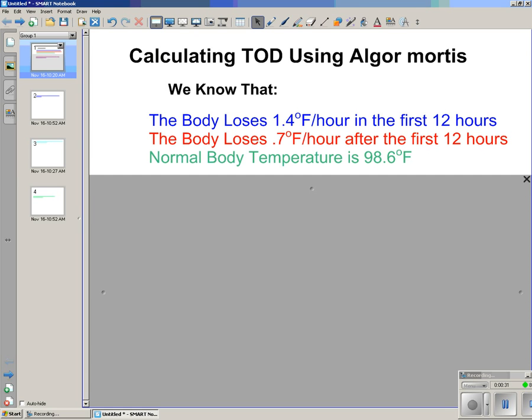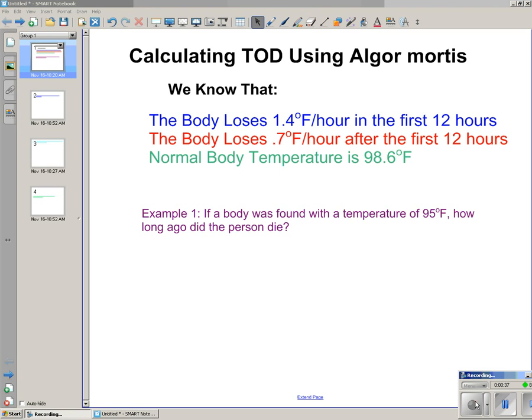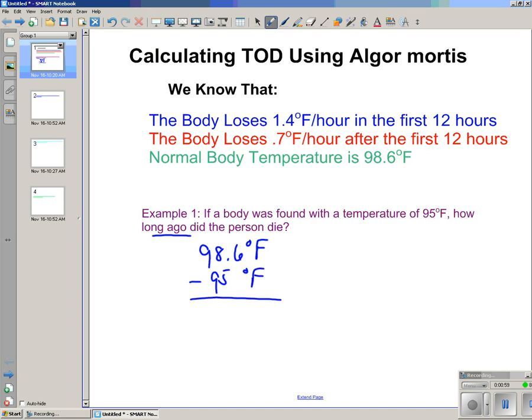So to look at some examples, our first example is going to be a body that's found with a temperature of 95 degrees. So we want to know how long ago the person died. And the key there is how long ago. We're just looking for how many hours. So we start out with our body temperature, which is known, 98.6 degrees Fahrenheit, and we subtract the body temperature now, which is 95 degrees Fahrenheit. That gives us 3.6 degrees Fahrenheit.